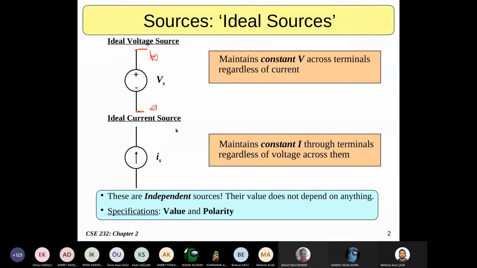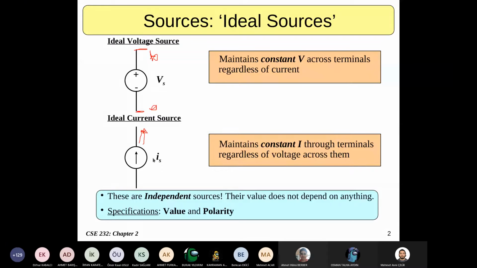And the ideal current source is similar. That means that the current passing through this branch will be constant and is equal to I of S. We call these two independent sources. That means that whatever the rest of the circuit does, this voltage source keeps the voltage constant between the terminals B and A. And whatever the rest of the circuit does, the branch current in here will be I of S.